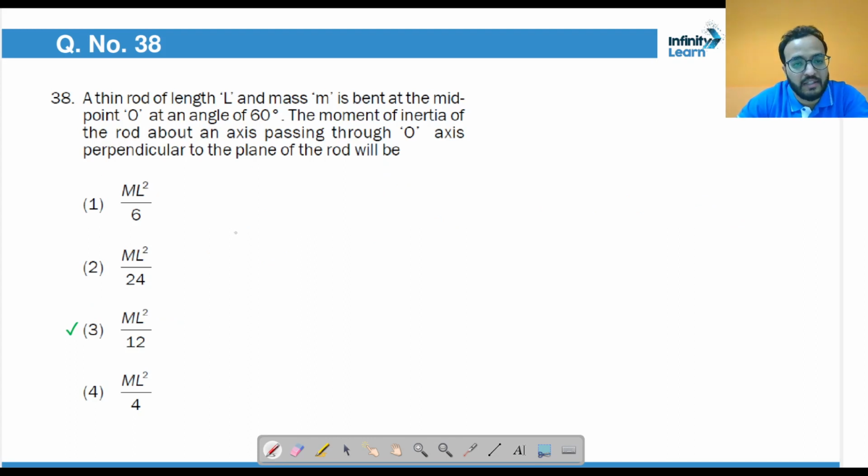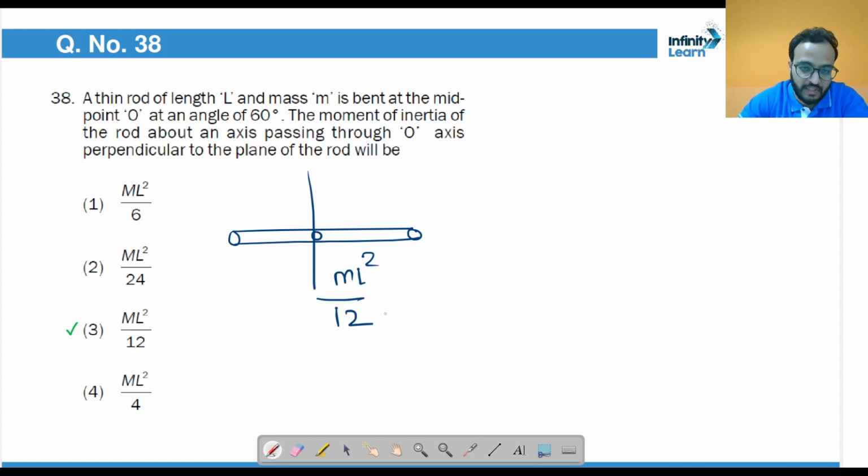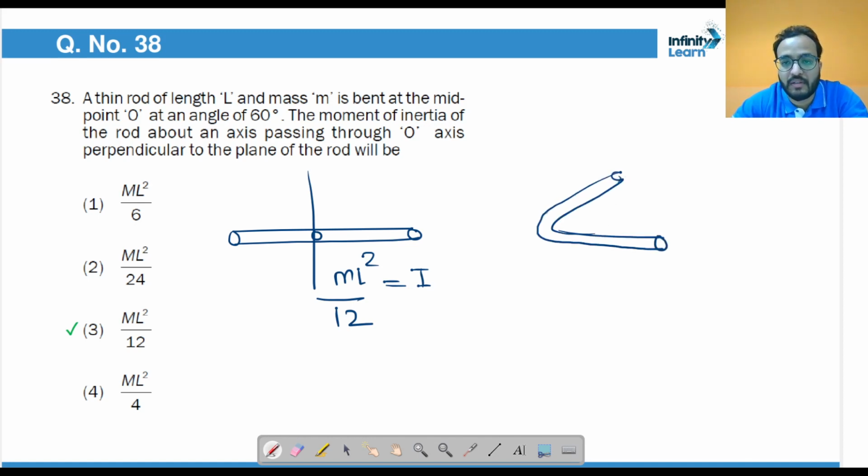38. See, this is a rod. From this axis, it is ml square by 12. Right? Even if you fold the rod like this, about the central axis, the distribution is not changing. Right? It is in the same plane, the distribution is not changing, so hence the moment of inertia will not change.